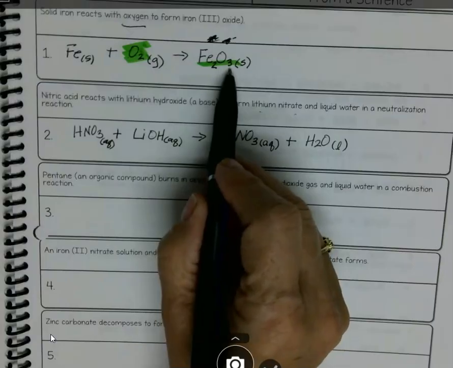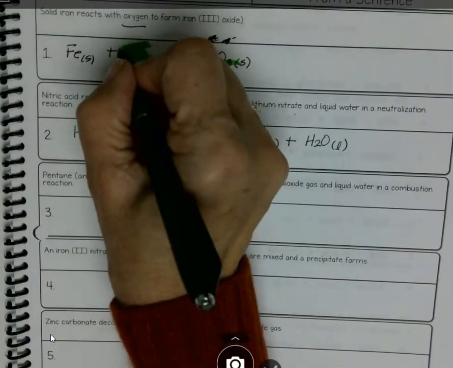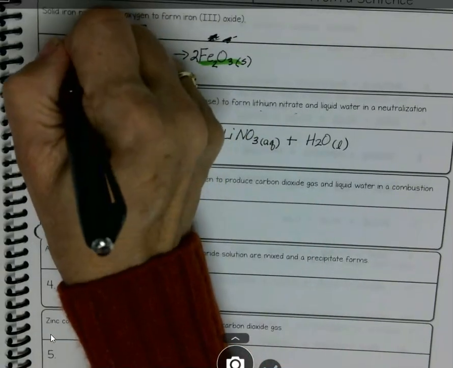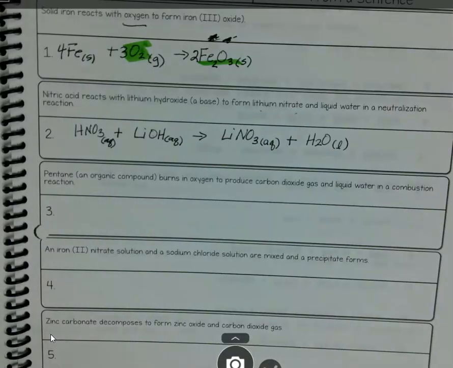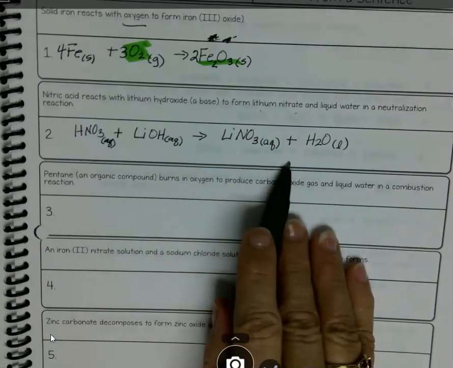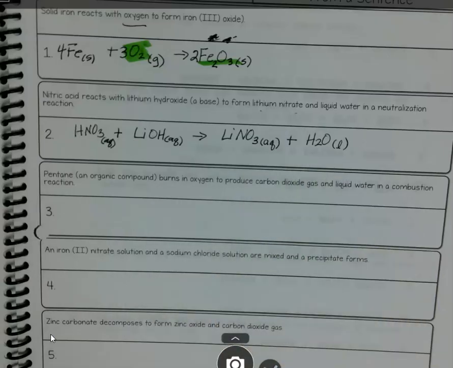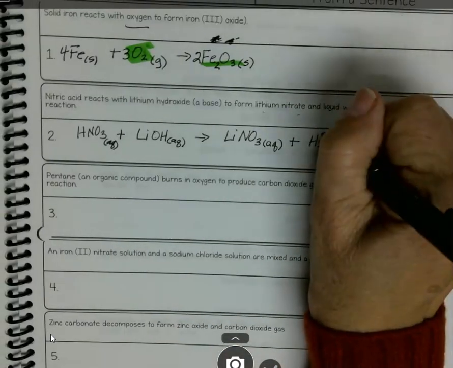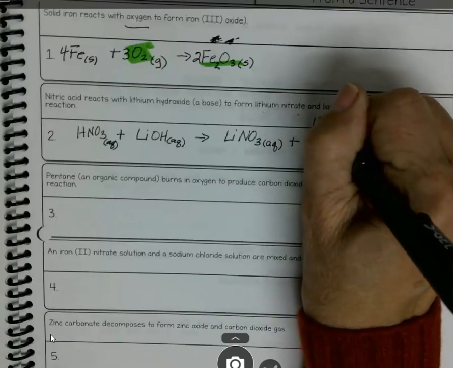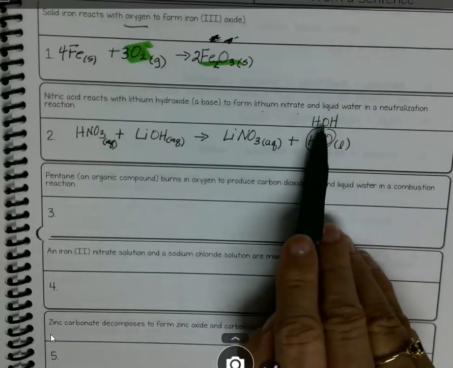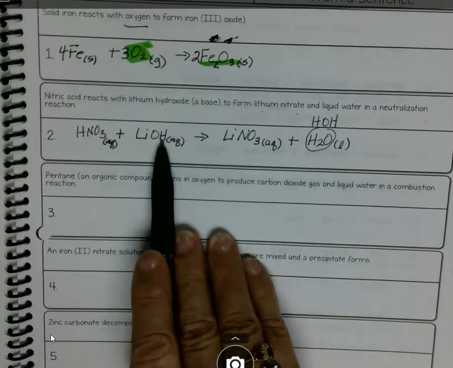So I've got 3 oxygens and 2. So I need a 3 and a 2, which gives me 4 iron. Okay? And then I'm going to come in here and I'm going to do the same thing on there. And a lot of times when I see water, I rewrite it as HOH. I just think that is easier. So you've got an OH and an OH.